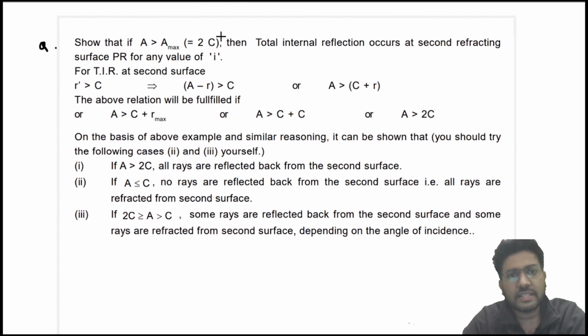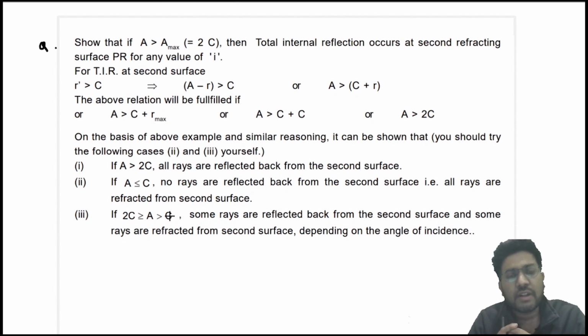this c is actually theta c, the critical angle, then TIR occurs at the second refracting surface for any value of I. This I have already derived. In fact, these 3 cases I have already written in the lecture. If A is greater than 2 theta c, all rays are reflected back from the second surface. If A is less than theta c, no rays are reflected back from the second surface and all rays are transmitted. Okay. But if A belongs to theta c to 2 theta c, then some rays might be reflected, some rays might be transmitted depending on the angle of incidence.